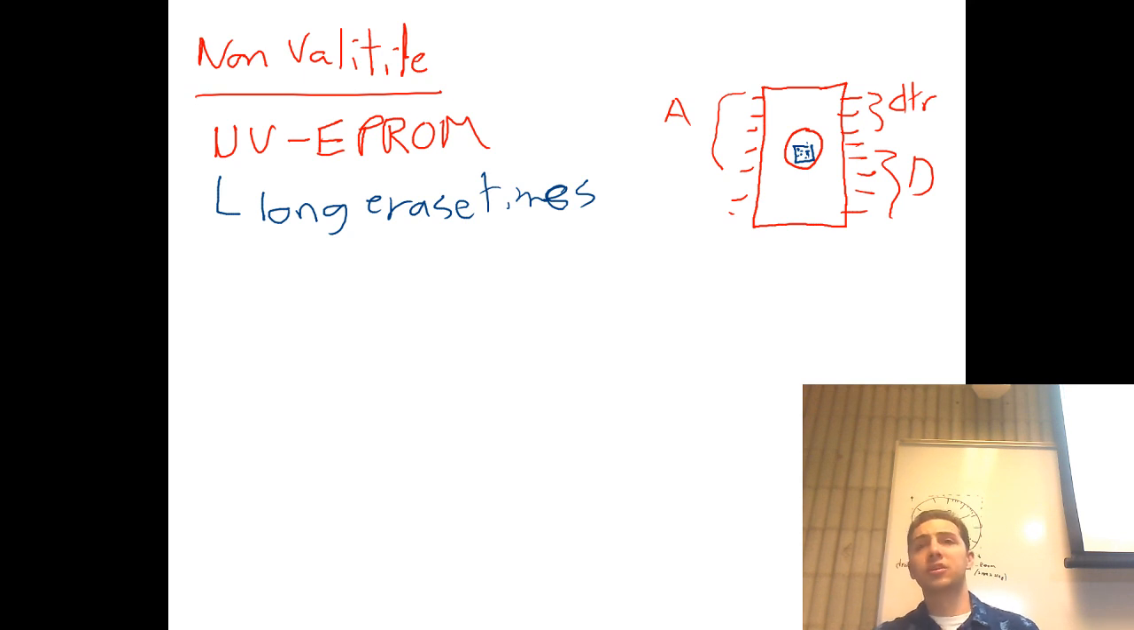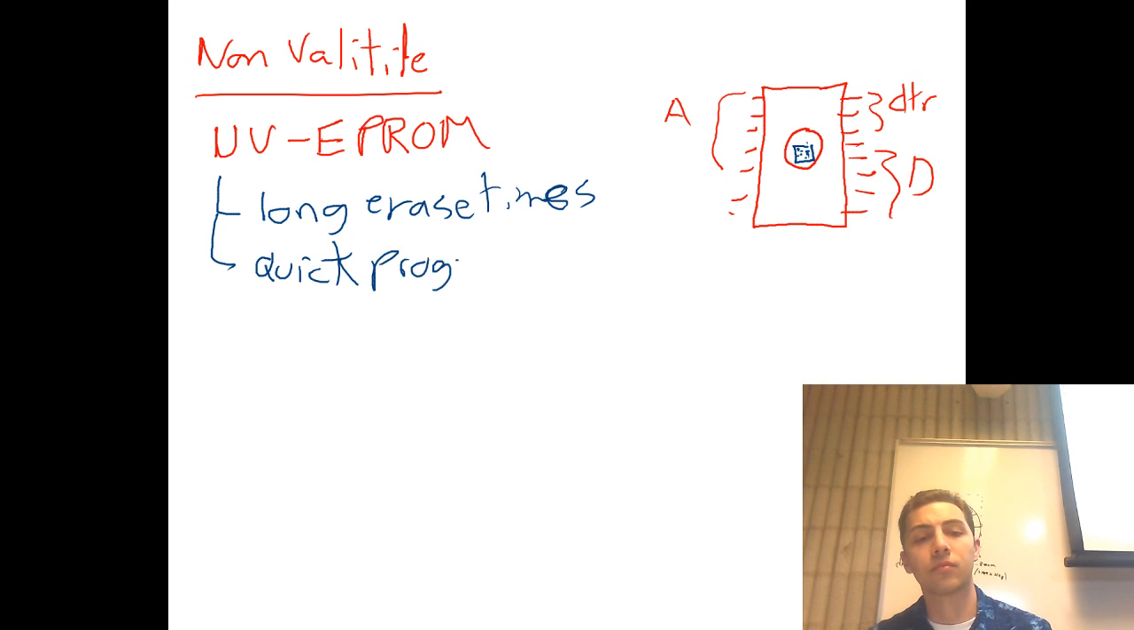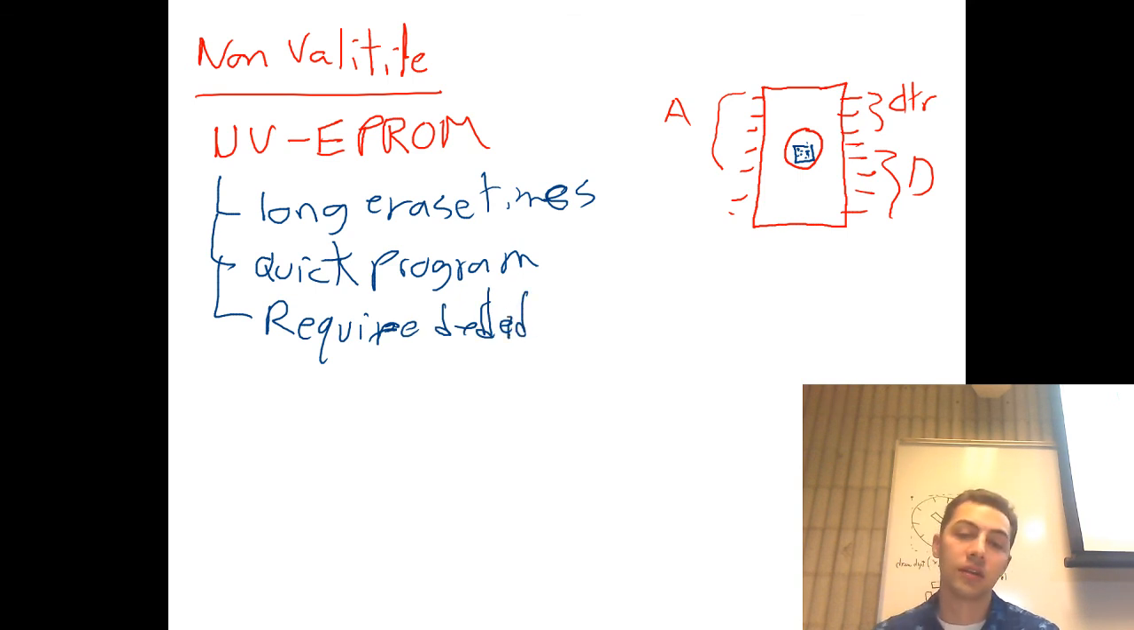Now, there's a sort of unofficial rule with UV-EEPROMs. If you want the chip to be erased, it has to sit in the eraser for about 15 minutes. If you don't want it to be erased, putting it in there for even a second will erase the whole chip. So long erase times, but it was quick to program. But it did require a dedicated programmer.